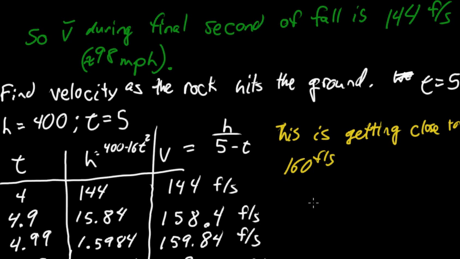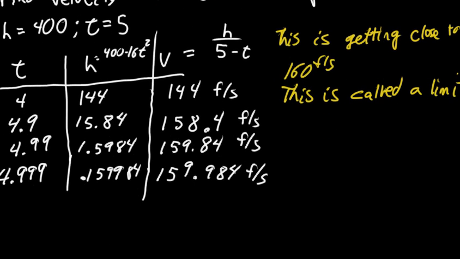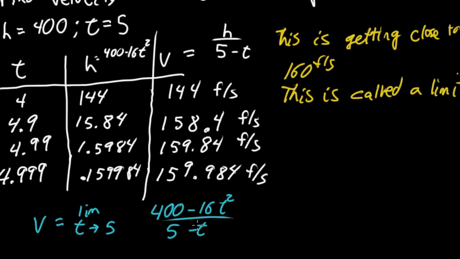So this is called a limit. And mathematically, it's written as the velocity equals the limit as t approaches 5, because our time is getting closer and closer to 5, of the equation: 400 minus 16t squared divided by 5 minus t. That limit is 160.